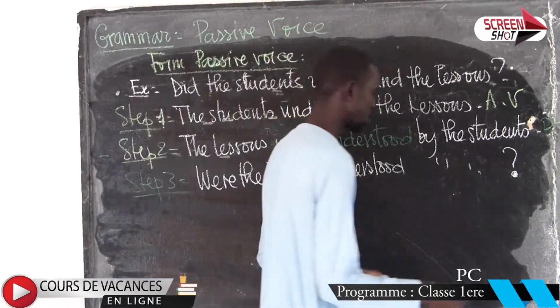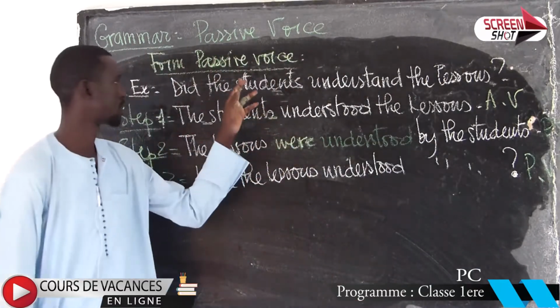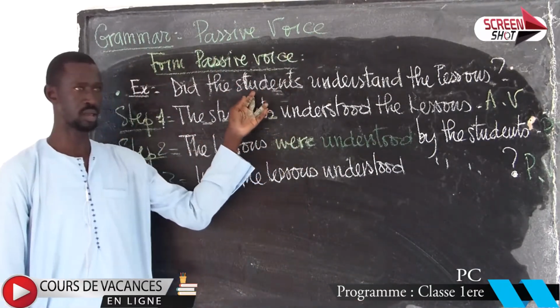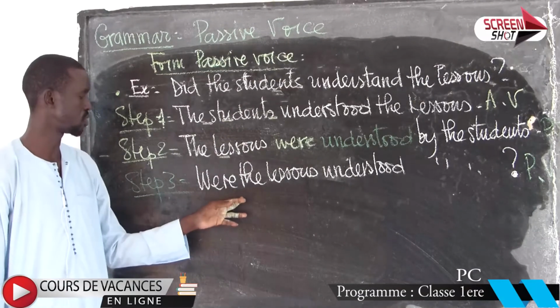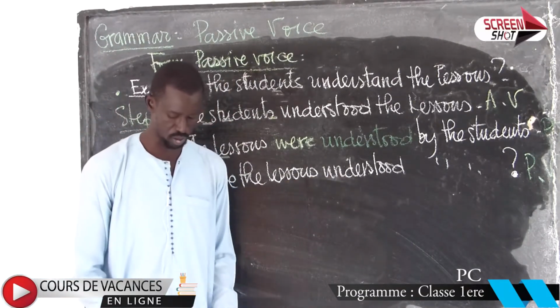Here we have the passive voice. The sentence, did the student understand the lesson? Active voice. The passive voice is here: were the lessons understood by the students?